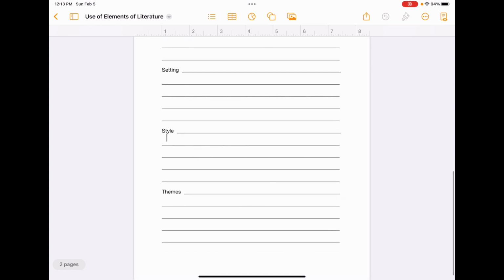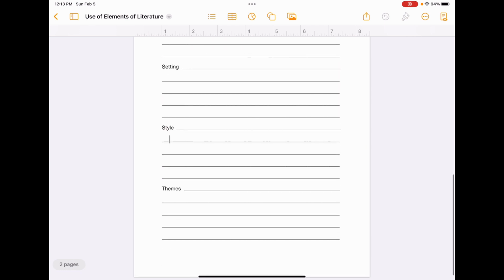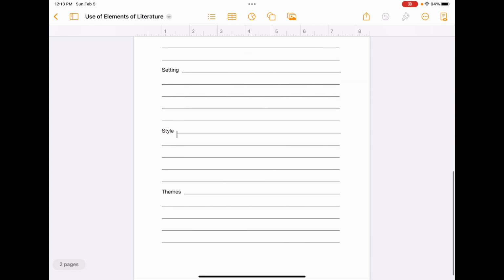Style. I find that my students have more trouble with this than anything else, even more than symbolism. And I think it's because I'm asking you guys to look at your own style, and maybe you're not even aware of what your style is. But believe me, everybody has a style. You can't help it. You write a certain way, and that's your writing style, all right? And I am talking about writing here because this is a writing class. So you need to figure out what is your writing style.